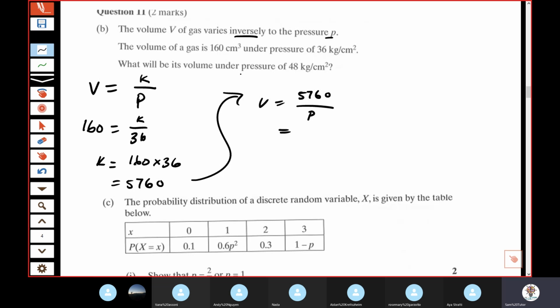Then the question will just say, what is the volume when it's 48? Very easy, you just sub it in now. 120 centimeters cubed. That is very poorly done. I know in general it's very, very poorly done because it's very small little dot points in the syllabus. So I would be doing that again and again until that's memorized. So when you see it inversely, you know that it's K over P, like that.